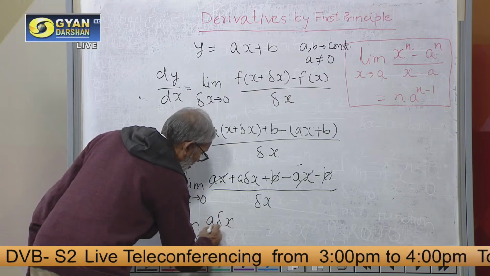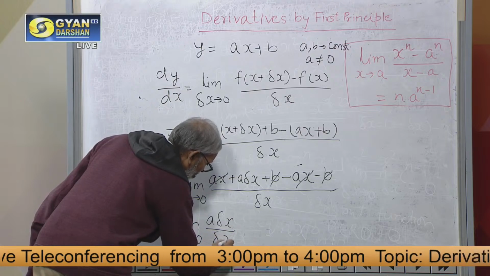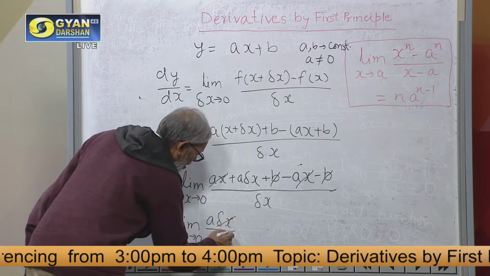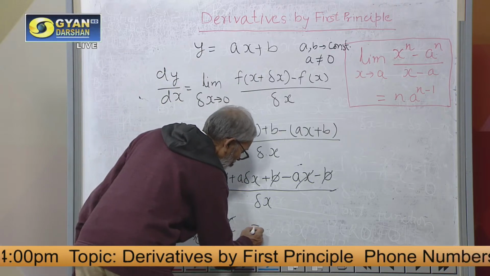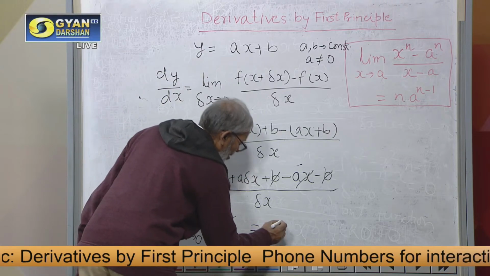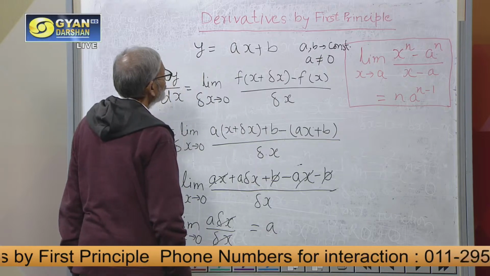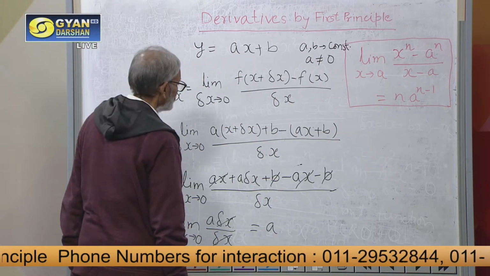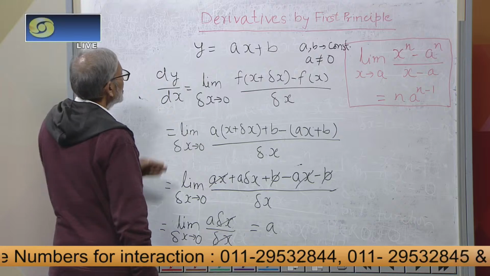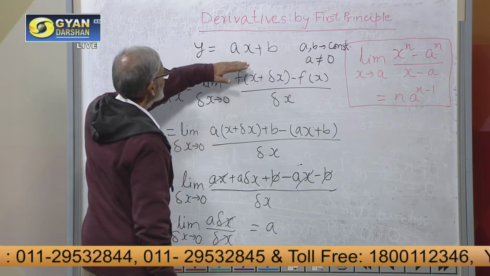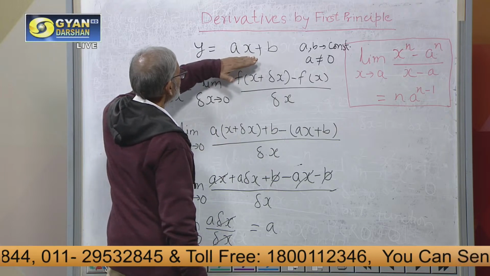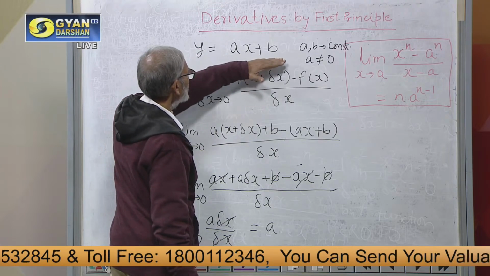A delta x divided by delta x. Here delta x will be cancelled out, so it will remain a, which is a constant. So, did you see the derivative of y here? We will take the derivative of both the terms.